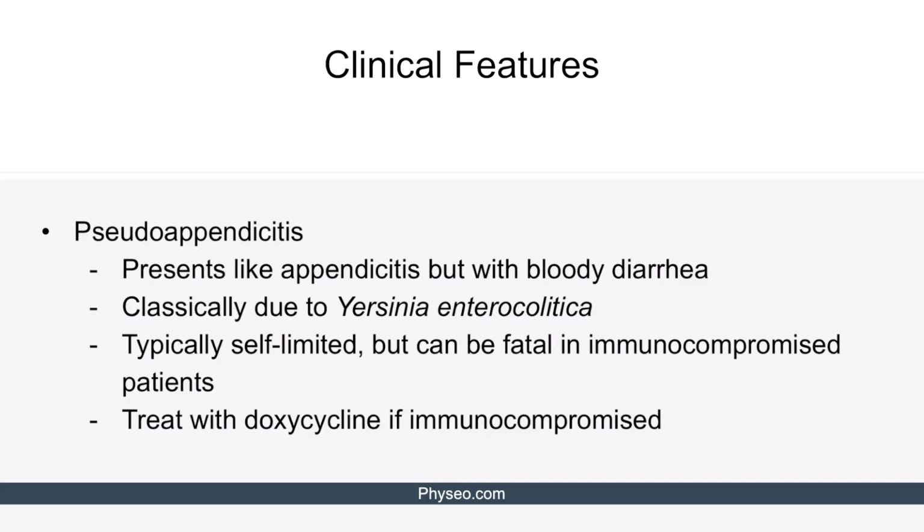It is important to differentiate the clinical features of acute appendicitis and a disease that can present similar to it. Pseudoappendicitis often presents like appendicitis, but with bloody diarrhea. The classic cause is Yersinia enterocolitica, a gram-negative bacteria. Although self-limited, it may be fatal in immunocompromised patients. Therefore, it is treated with doxycycline in patients who are immunocompromised.